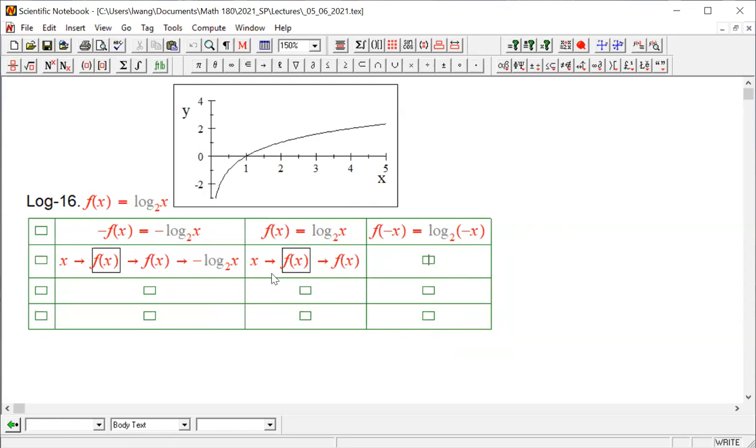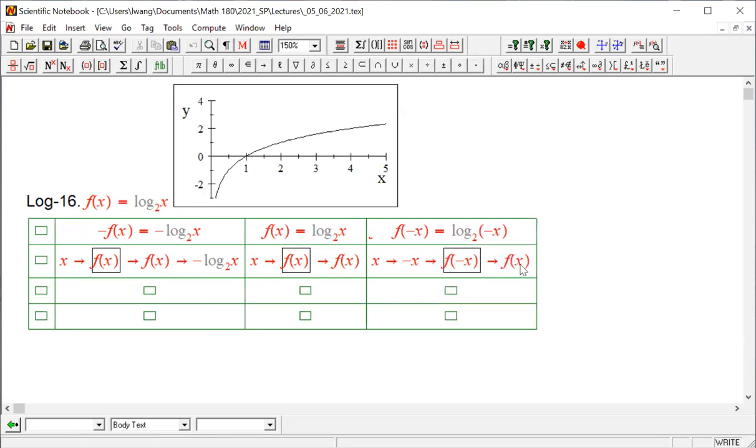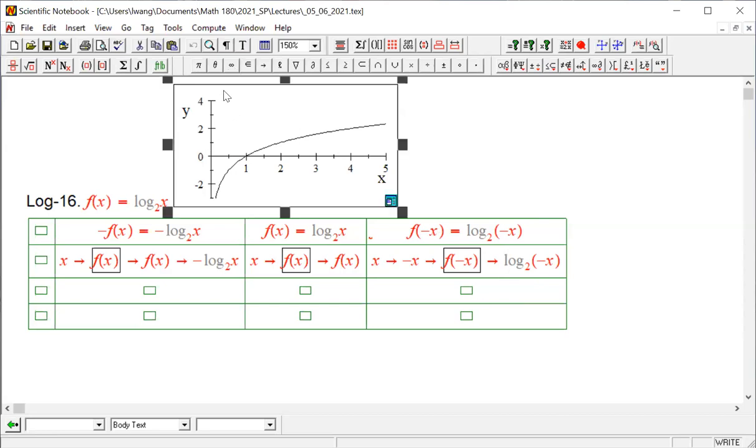And the next one, however, this process still, but we have a negative x first. So we take the input and we take the opposite of it, and then we put this in the function, and that's how we get f of negative x, the log base 2. There's more than one way to write it. I'm just writing it this way. Hopefully it doesn't take that much space.